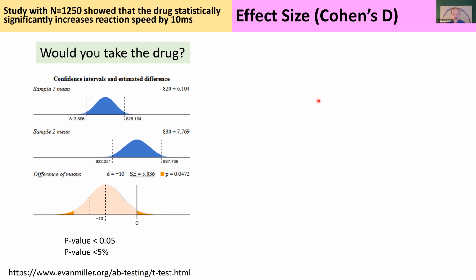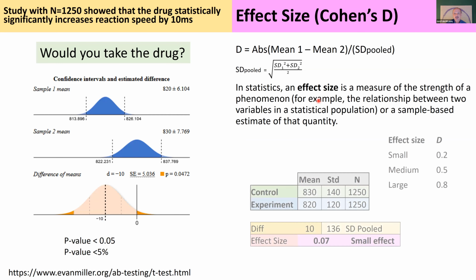So how big is 10 milliseconds in the scheme of things? What you do is divide the difference, the 10 milliseconds, by the pooled standard deviation. That gives you an estimate of how big the effect is. There's a guideline here: 0.2 is a small effect, 0.5 is a medium effect, and 0.8 is a large effect. For our experiment, it's 10 milliseconds divided by the pooled standard deviation. Ours is 0.07, so it's a very small effect. I would not take the drug to just gain 10 milliseconds.